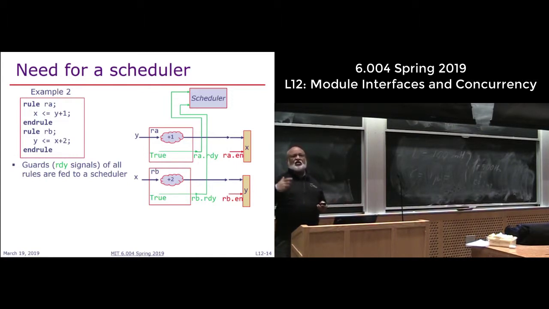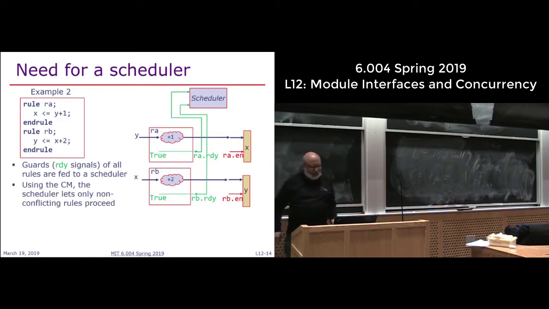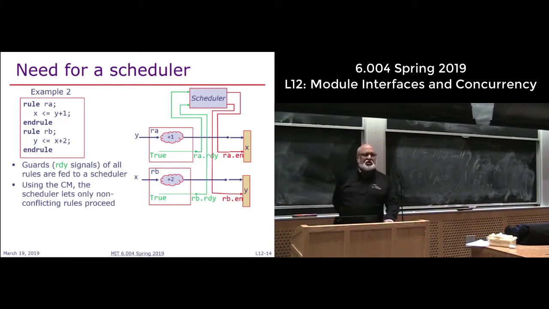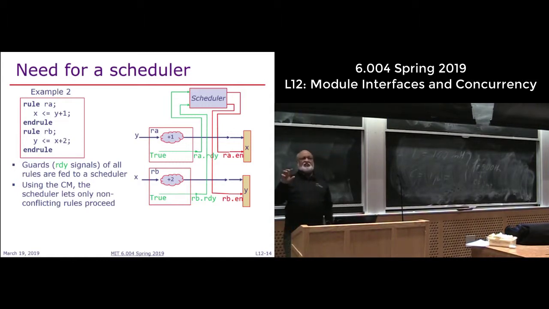No, I can let both of them go only if they're conflict free. So what I do is, using the conflict matrix, the scheduler lets only non-conflicting rules proceed. In other words, the signals that come out of it, I haven't told you what's going on inside the scheduler, right? But it's going to maintain some invariant. Its job is to look at all the rules that are ready to go and then tell me which rules actually can go in parallel at that point. So that's what we are trying to understand, how the scheduler is going to do that. Otherwise, it's very, very simple.